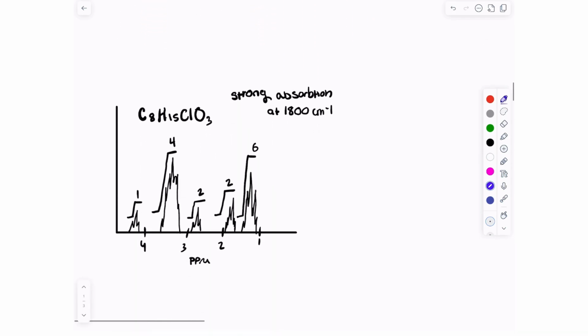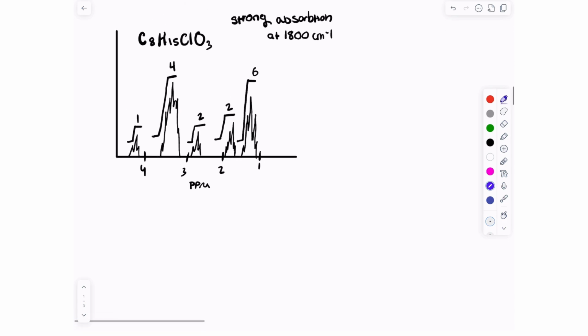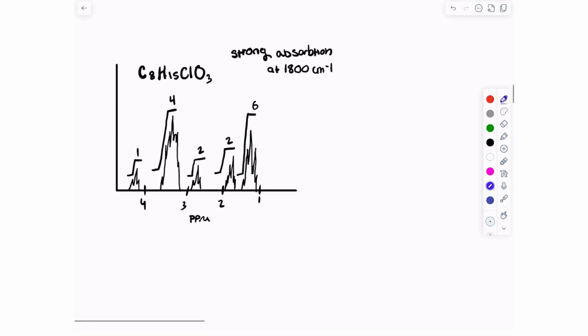Okay, the next one. Okay, so this one is a little bit harder. So if you don't understand it at first, that's okay, because when I first saw this, I didn't really understand it at first either. I kept getting it wrong until I finally understood how to piece this together.